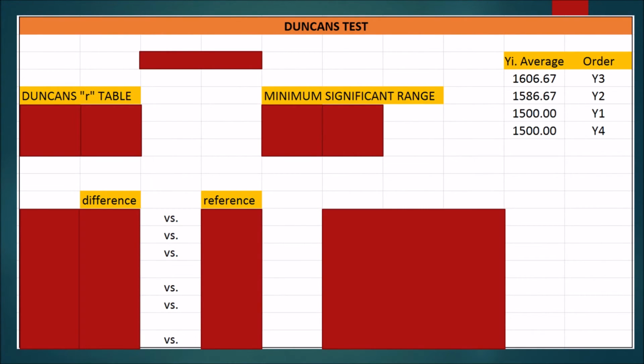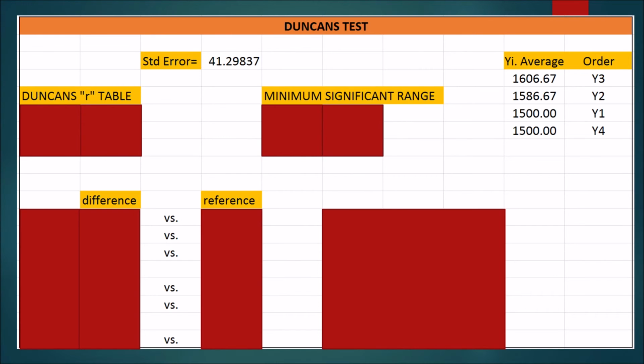Next is Duncan's test. With this test, we can verify the data obtained from the ANOVA table. In other words, we can see if we should really reject the H0, or in this case, accept it. The first step for performing Duncan's test would be to get the averages, which we did in the first table, and sort them from greatest to least. The order, represented by Y1 to Y4, represents their original order.